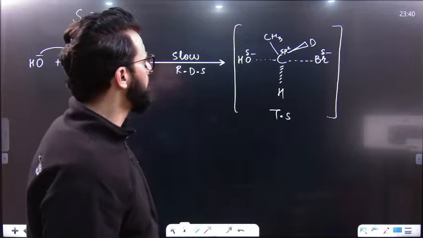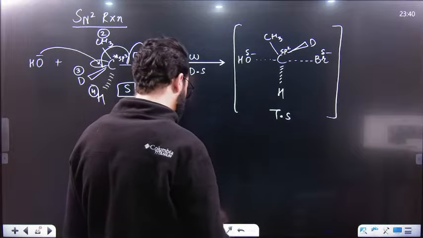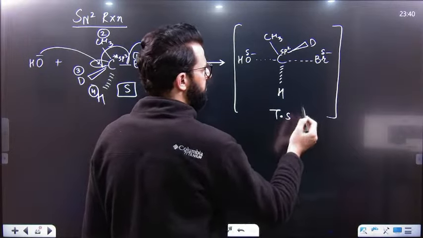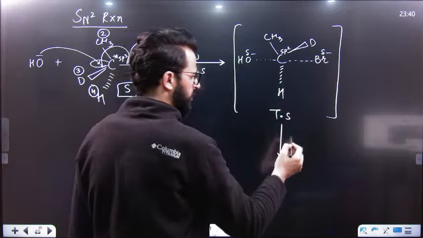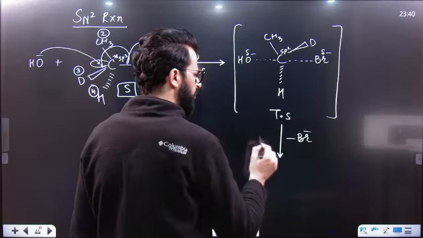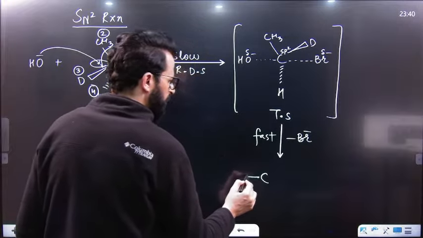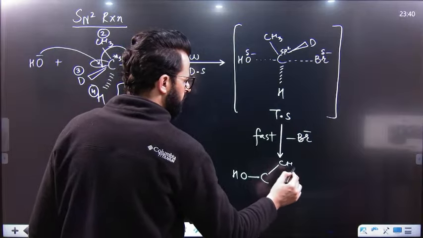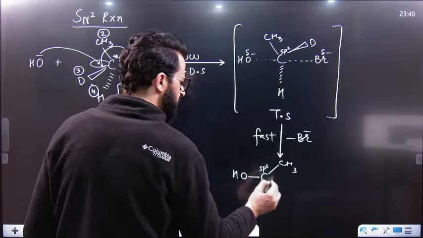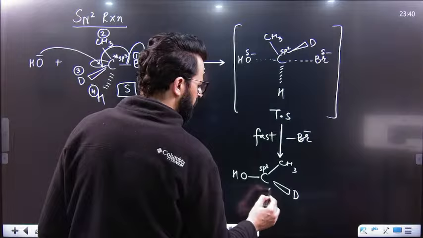So it has trigonal bipyramidal geometry, but as we know the transition state is highly unstable, so it will simply lose the leaving group, and the reaction is very fast. After that the product will be over here. So the product will be like this. Once again an sp3 hybridized carbon center is there. After that it will be D and it will be H.